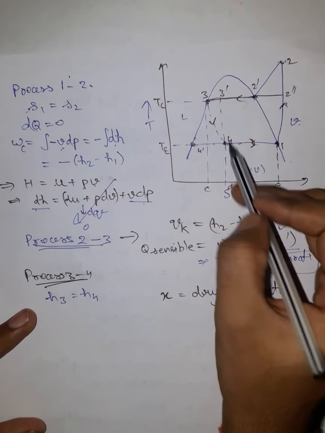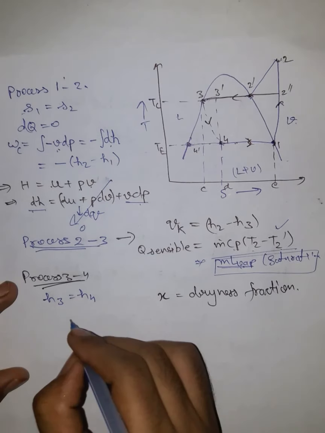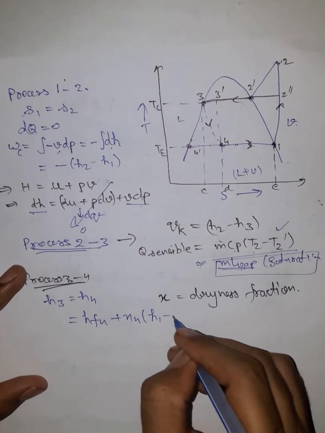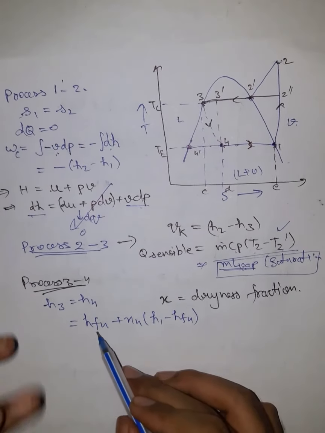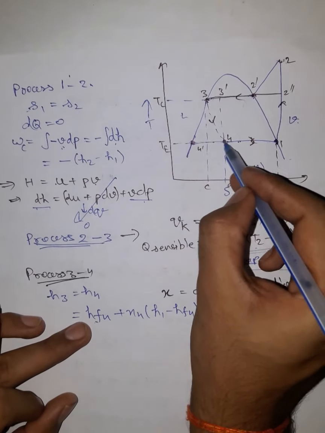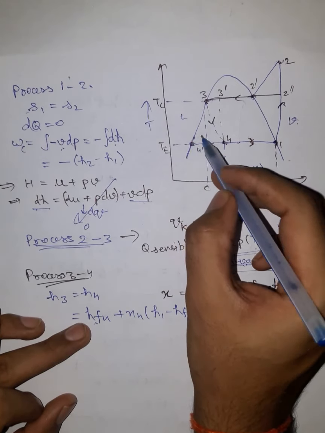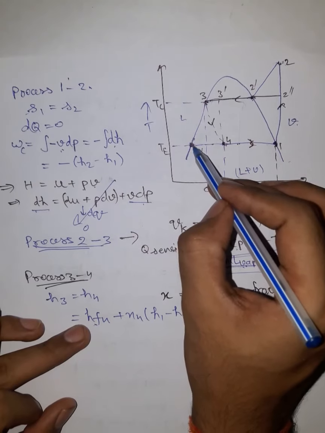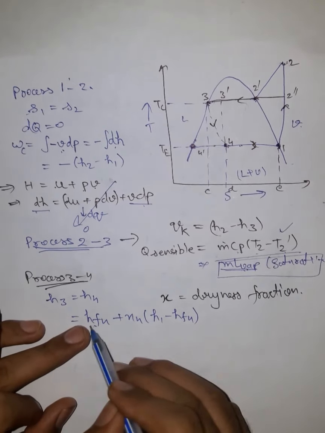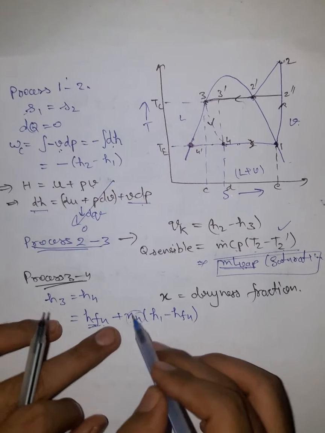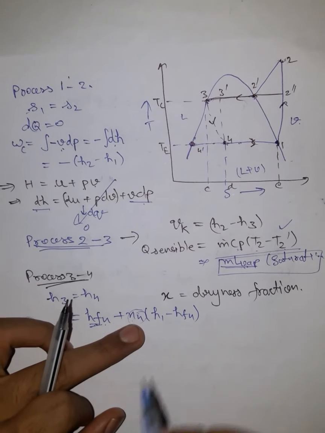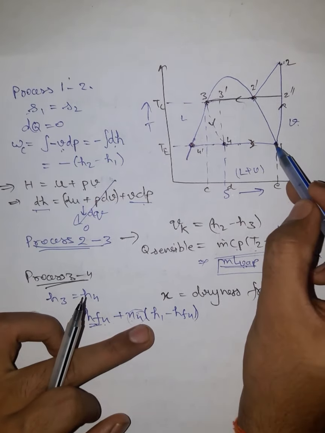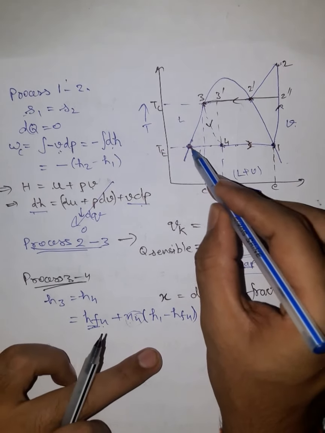Now the enthalpy at point 4 can also be written as HF4 plus X4 into H1 minus HF4. Okay, now what does this HF4 show? HF4 is actually the enthalpy of pure liquid, or the saturated liquid. That means when no vapor is present in that liquid, that is at this point. Okay, so that is HF4. HF4 plus X4, the dryness fraction, multiplied with the enthalpy difference H1 minus HF4, that is at this point.